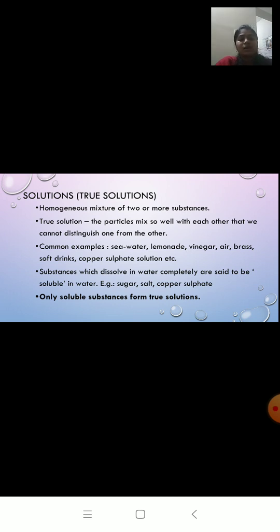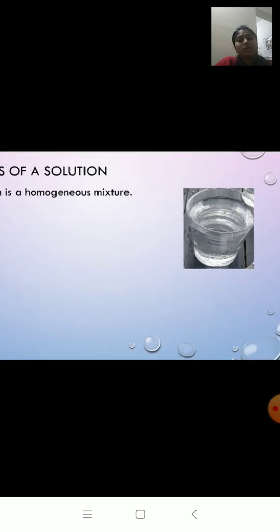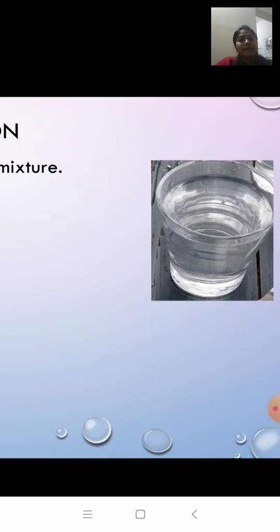Now let us start with the properties. Over here we have sugar solution. The first property of solution is it is a homogeneous mixture. Homogeneous means it looks the same throughout. It has a uniform composition. So if you take sugar solution from the top or from the bottom part, both will taste equally sweet.